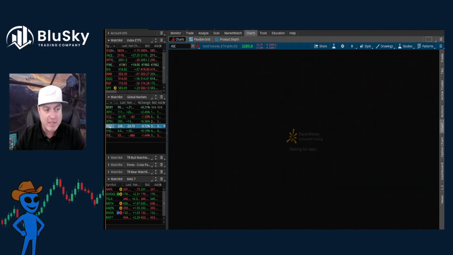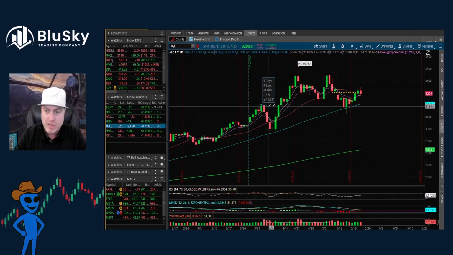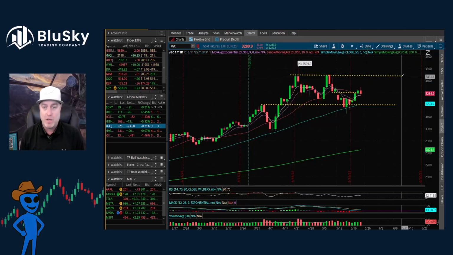Now, I do want to take a quick peek at some of the other major futures instruments, such as gold on the daily chart. When you're looking at gold, guys, again, daily chart analysis here is not intraday analysis, but it gives you kind of an understanding of the lay of the land. And right now, you've got top shelf resistance at about 34.30.